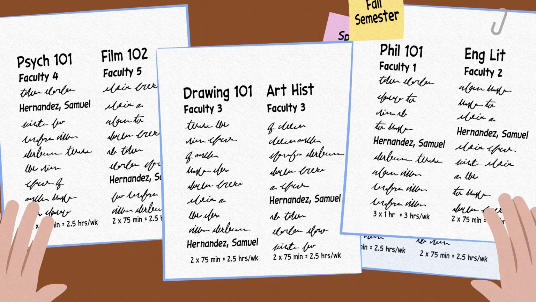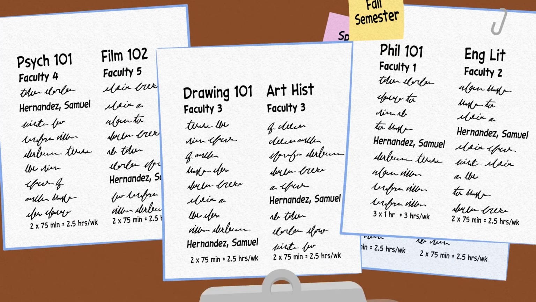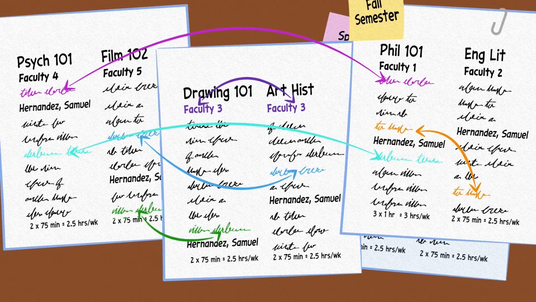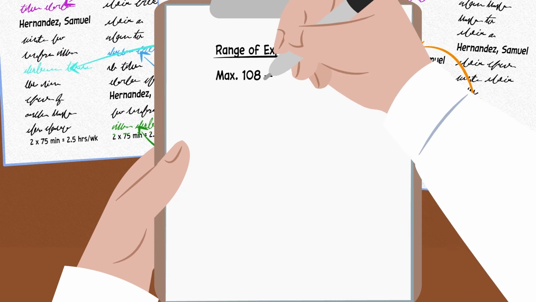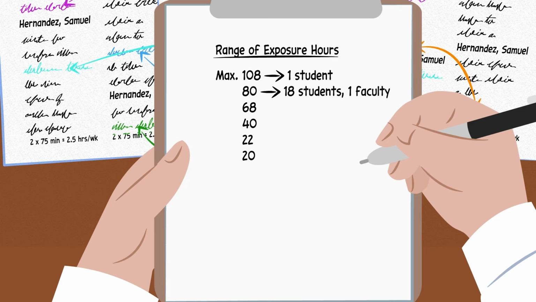Returning to Samuel, the class rosters identified a total of 265 students and 10 faculty members, for a total of 275 individuals who had potentially been exposed. Cross-referencing the rosters revealed several students and 1 faculty member who were in more than one class with the index patient. During the fall and spring semesters, there was a range of exposure hours, from 20 to 108 classroom hours per student. No students overlapped both the fall and spring semesters.